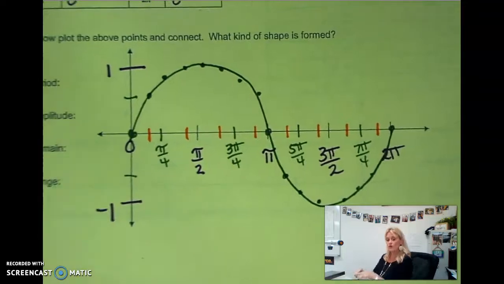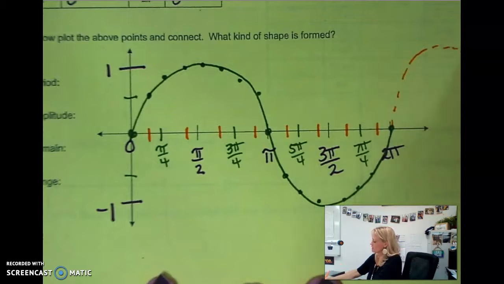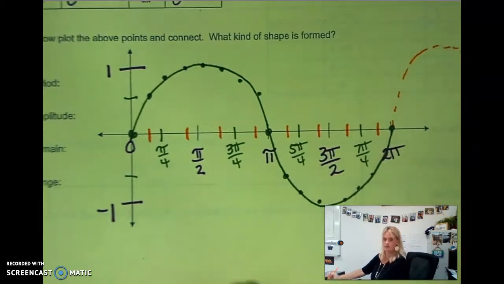Now, what do we know about a circle? It continues on forever and ever and ever. And the sine wave also continues on forever and ever and ever. It'll just repeat itself. Okay?